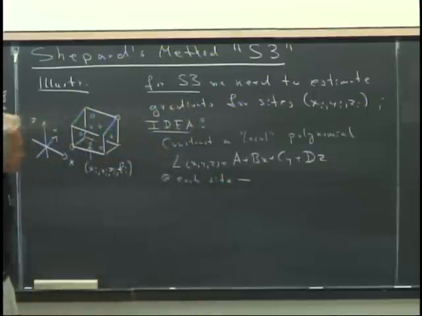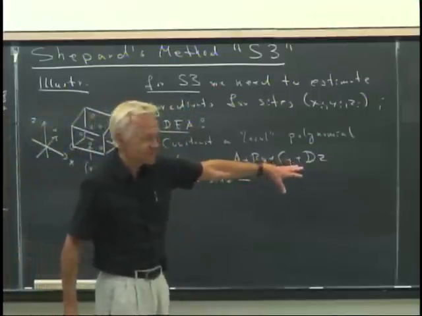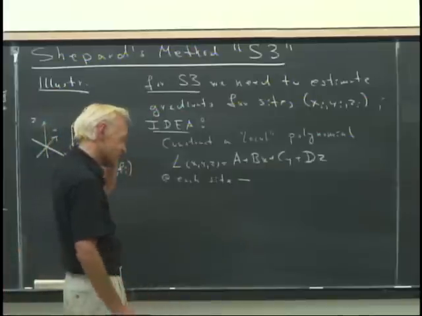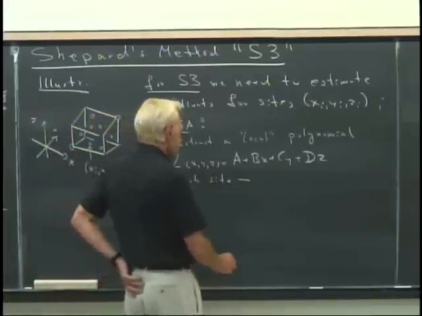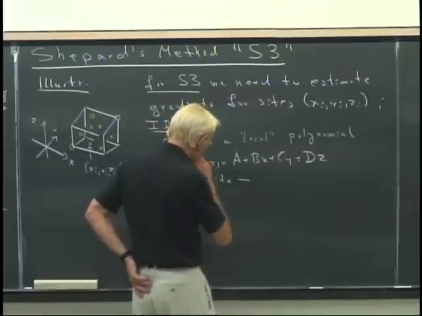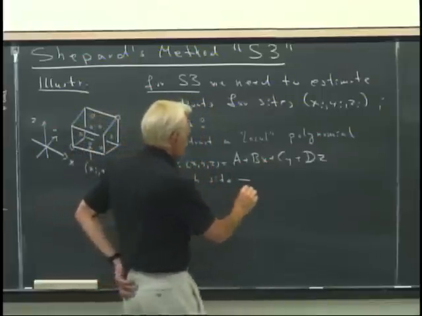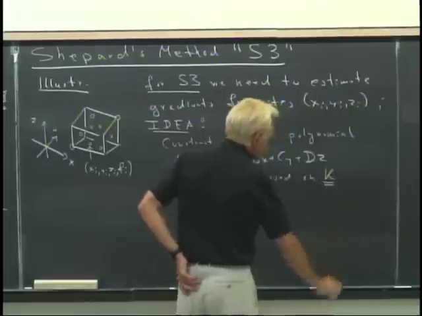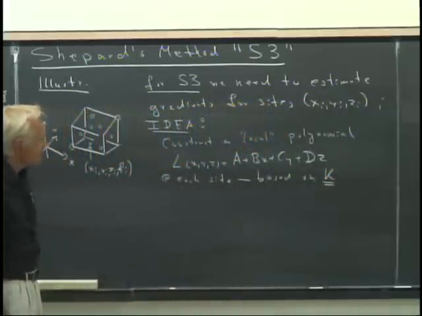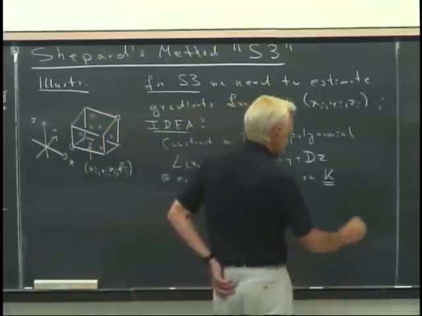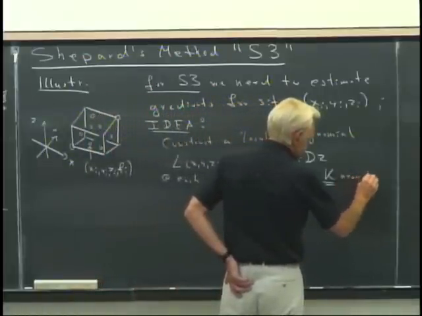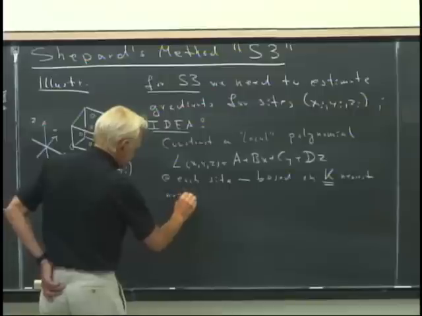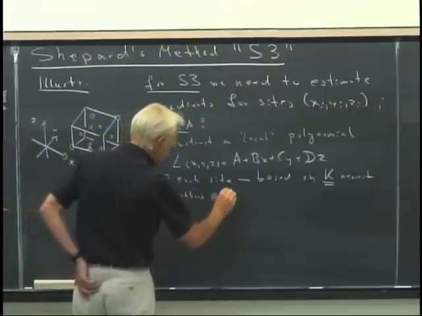How do we do that? By considering, well, at least four sites, but we consider more than four sites. We consider k sites in a local neighborhood. How to choose that k is another problem I will come to a little bit later. At each site, construct a local polynomial based on the k nearest neighbors of that site. They don't have to be the nearest neighbors, but that's one way of doing it. K nearest neighbors at the site.